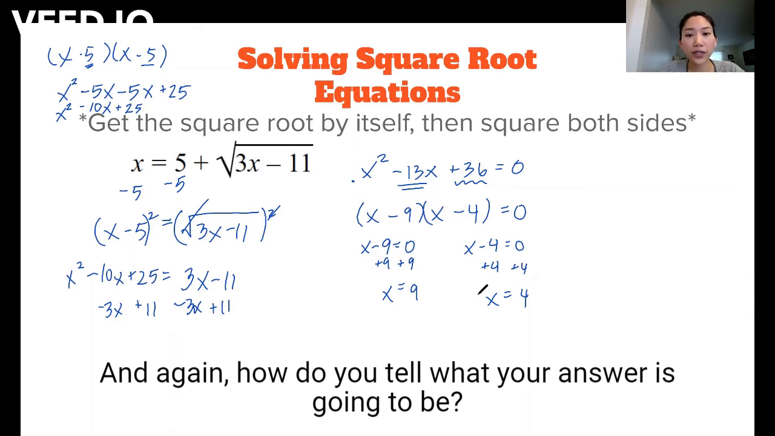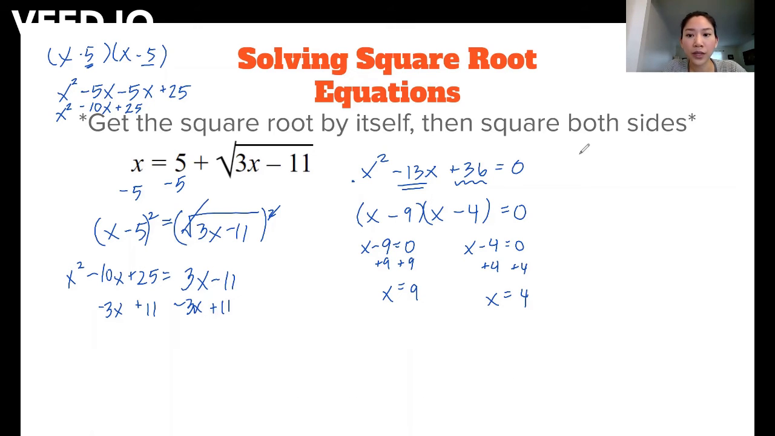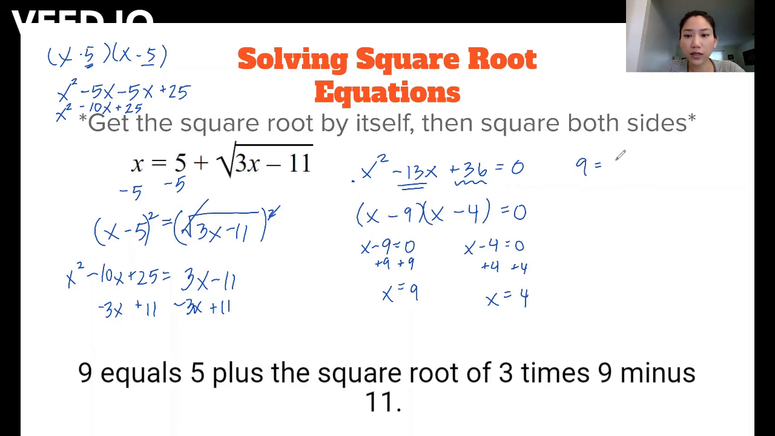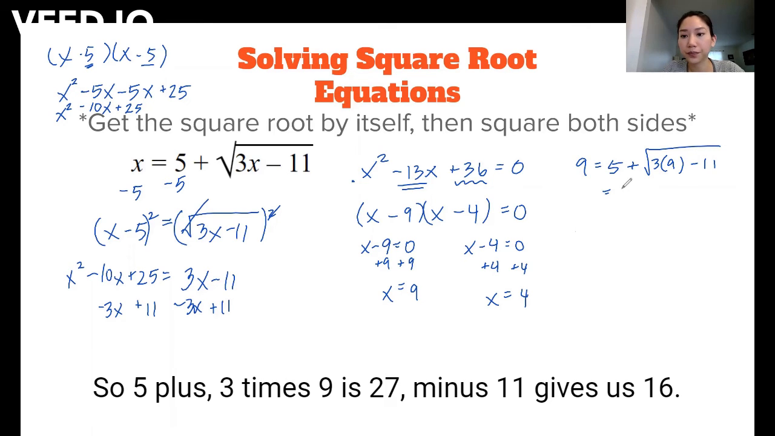And again, how do you tell what your answer is going to be? You have to plug it back into the original equation to see what works. So let's try x equals 9. If you plug in 9 for every time you see x, we have 9 equals 5 plus the square root of 3 times 9 minus 11. And let's see if the left side equals the right side.